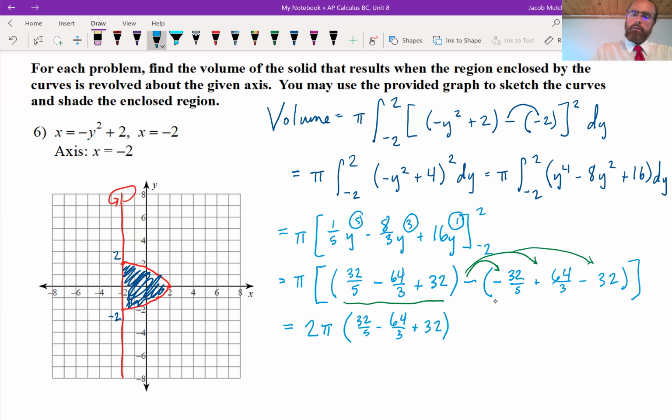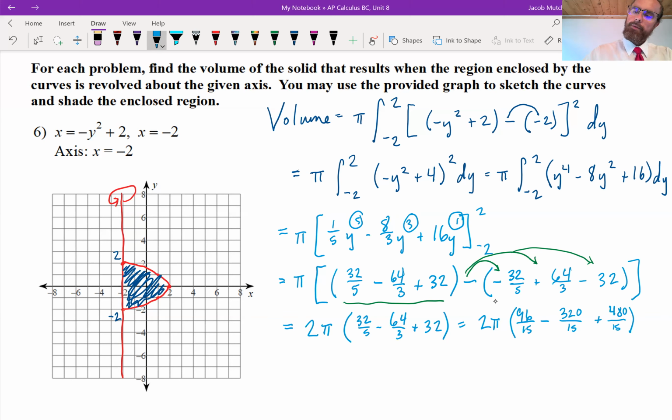At that point, I need to get those 3 values added up. And to do so, I need a common denominator. And it looks like that's going to be LCD of 15. So 32, I need to multiply by 3. That's going to give me 96 over 15. When I multiply 64 by 5, since it's got denominator 3, it's going to give me 320 over 15. And then 32, I got to multiply by 15 itself. And that's going to give me 480.